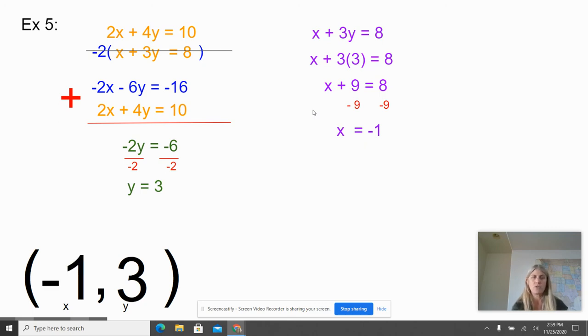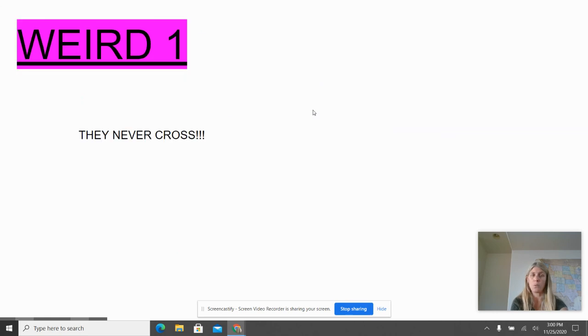So I can see that these two lines are going to cross at negative 1, 3. I can plug those in, and I have negative 2 plus 12 equals 10. That's true, checks out. And I can look at the equation below it. Negative 1 plus 9 equals 8. And yes, that's correct as well. So these are our kind of higher level thinking. We're doing the same thing we learned last class. These are just some more examples. Sometimes you have to multiply both of them, sometimes only one.